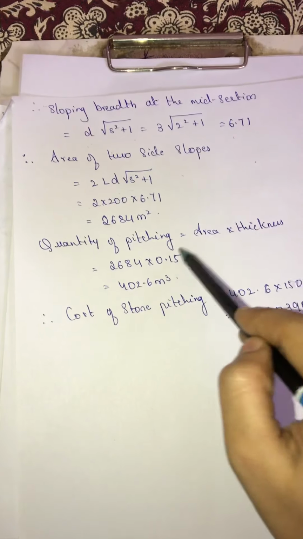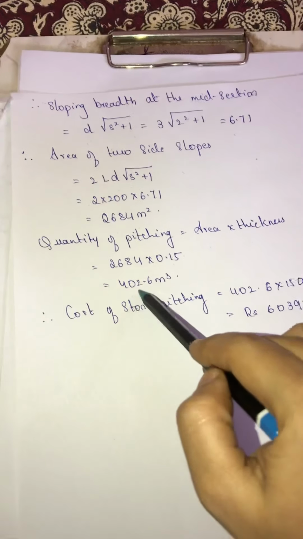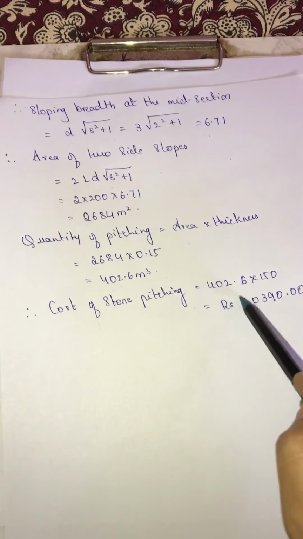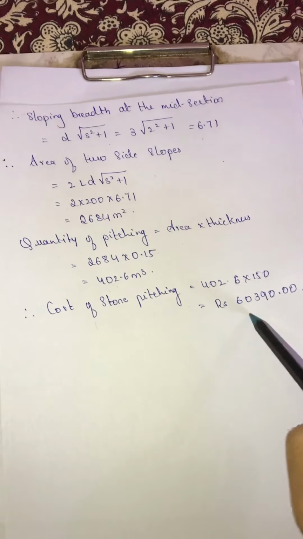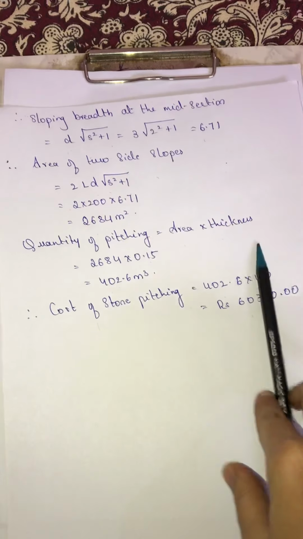Quantity of pitching will be area into thickness. They have given thickness as 15 centimeters, so it will be 402.6 meter cube. Cost of the stone pitching will be 402.6 into the rate, so we get it as 60390.